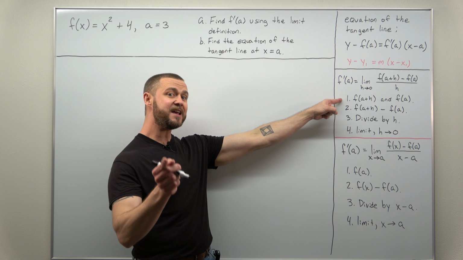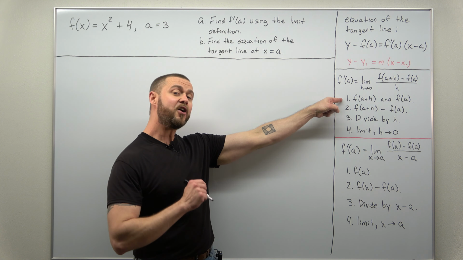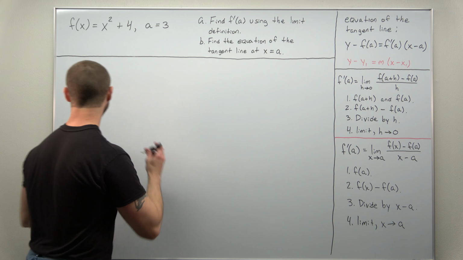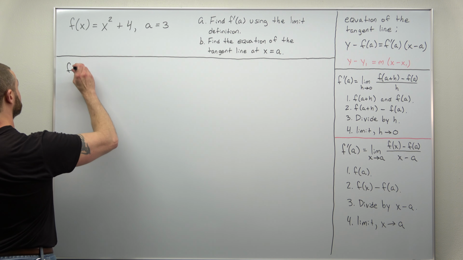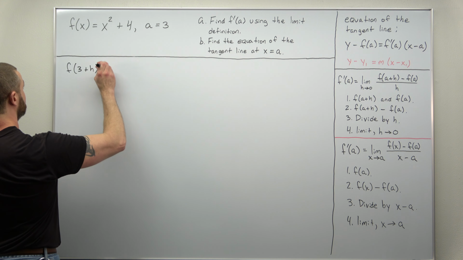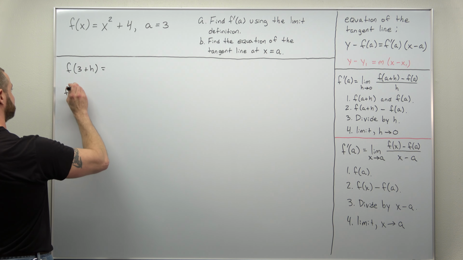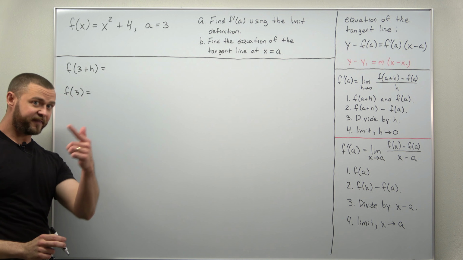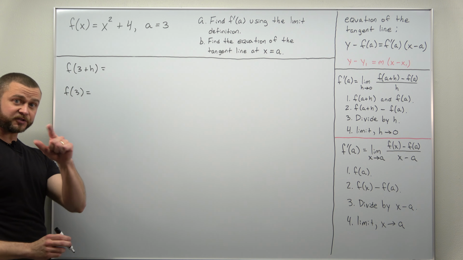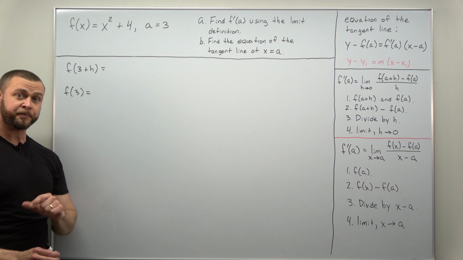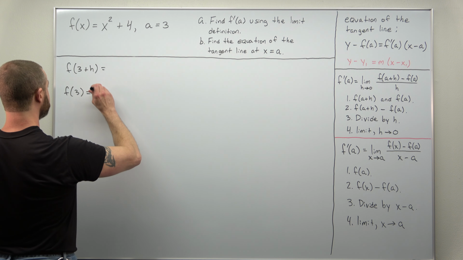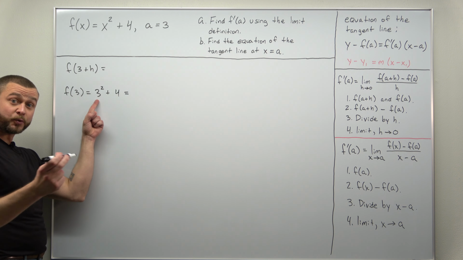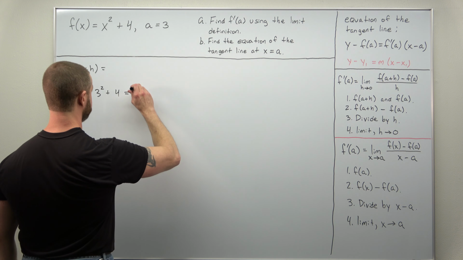So we're going to pick up with the first step. We're going to replace a with 3 and calculate f of 3 plus h and f of 3. All right, so for the problem, we're given a as 3. And we're going to calculate these two function values. Let's do the easy one first, plugging 3 in to our function. We're just going to replace x with 3. And we'll get 3 squared plus 4. 3 squared is 9, so this should come out to 13.